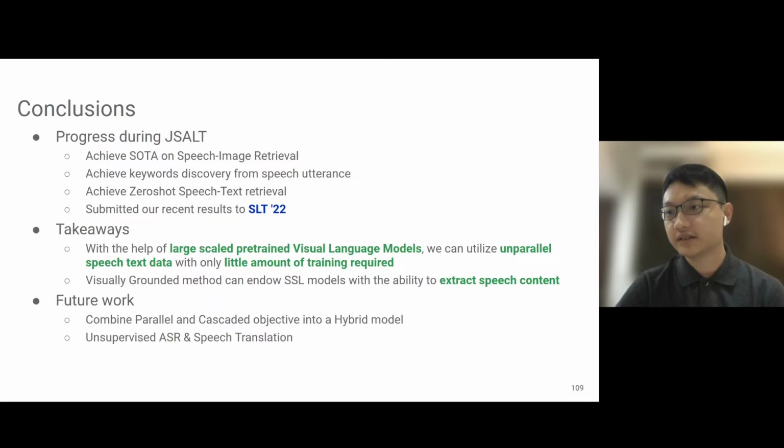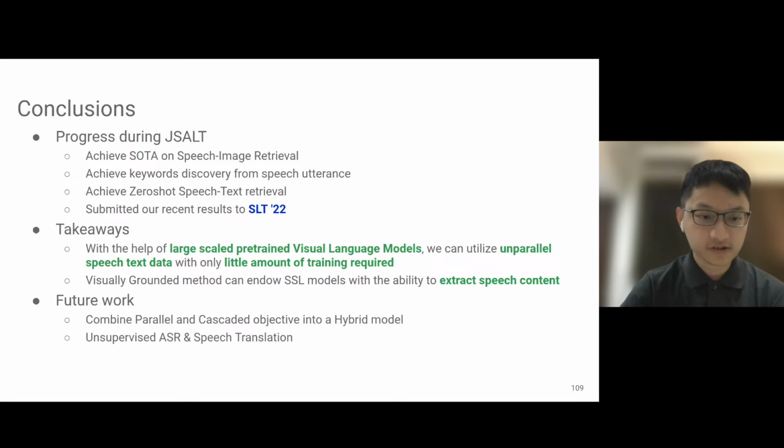For some takeaways, in this project, we find that with the help of large-scale pre-trained visual language models, we can utilize speech-text data with only a little amount of training. Also, by integrating the VGS model, we can give self-supervised models the ability to extract speech content. For our future work, we might try to combine the parallel and cascaded objectives into a single hybrid model to see if we can do better. Also, unsupervised ASR and speech translation are promising directions for our future work.